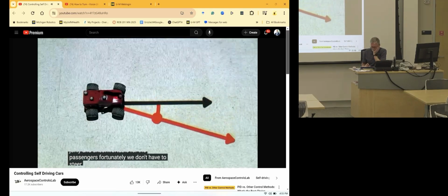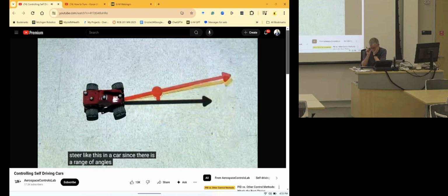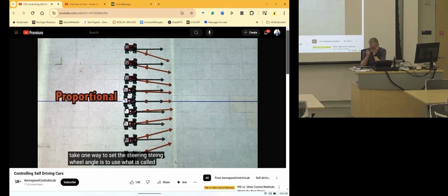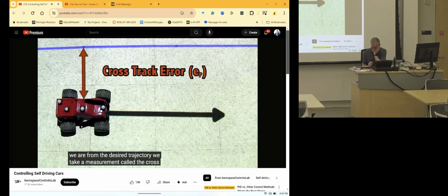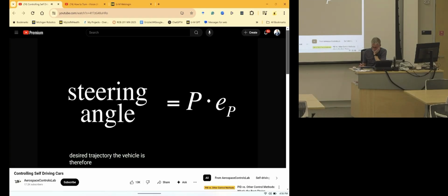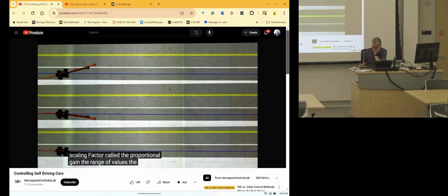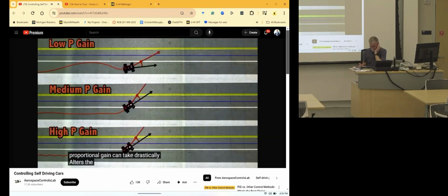Fortunately, we don't have to steer like this in a car, since there is a range of angles the steering wheel can take. One way to set the steering wheel angle is to use what is called proportional control. Rather than turn the wheel a fixed amount, proportional control steers harder the further away we are from the desired trajectory. We take a measurement called the cross-track error to define how far away from the desired trajectory the vehicle is. Therefore, the steering angle we're going to use is a correction that's proportional to the size of the cross-track error, multiplied by a scaling factor called the proportional gain.